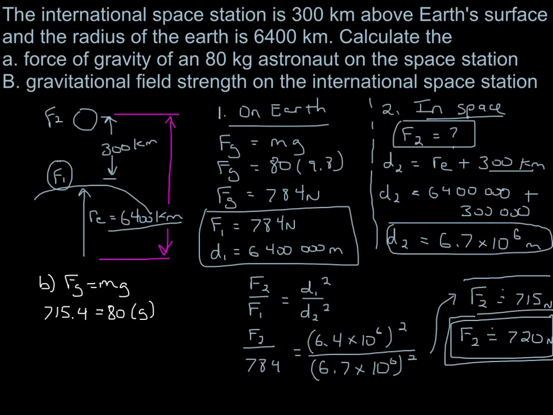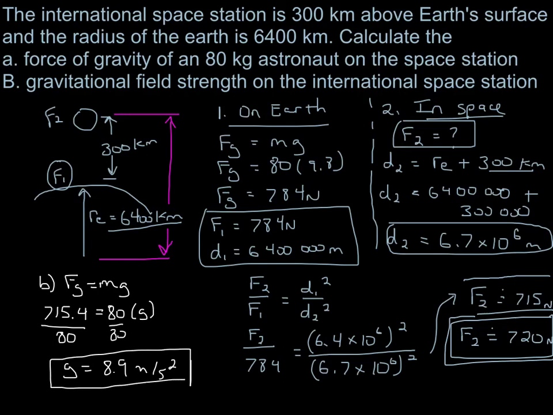What's the gravitational field strength up there? Remember, on Earth it's 9.8. Here it's not going to be 9.8. We can divide both sides by 80. And then we can solve for little g and get little g is about 8.9 meters per second squared. And that is the gravitational field strength on the International Space Station.